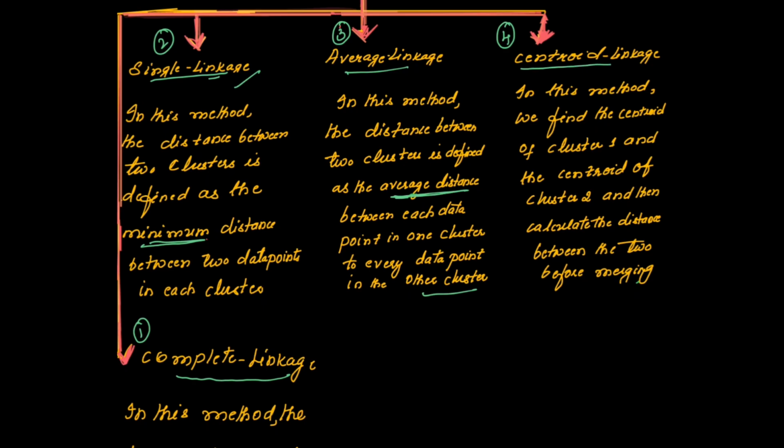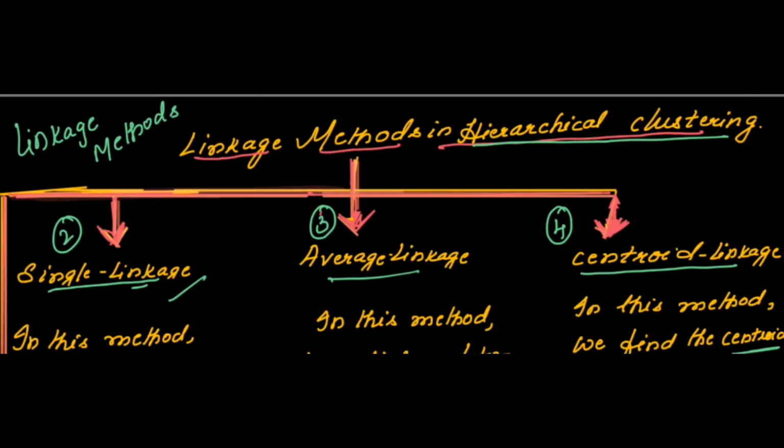We have the fourth type called the centroid linkage. In this method, we find the centroid of cluster 1 and the centroid of cluster 2 and then calculate the distance between the two before merging. So these are the four types of linkage methods in hierarchical clustering.